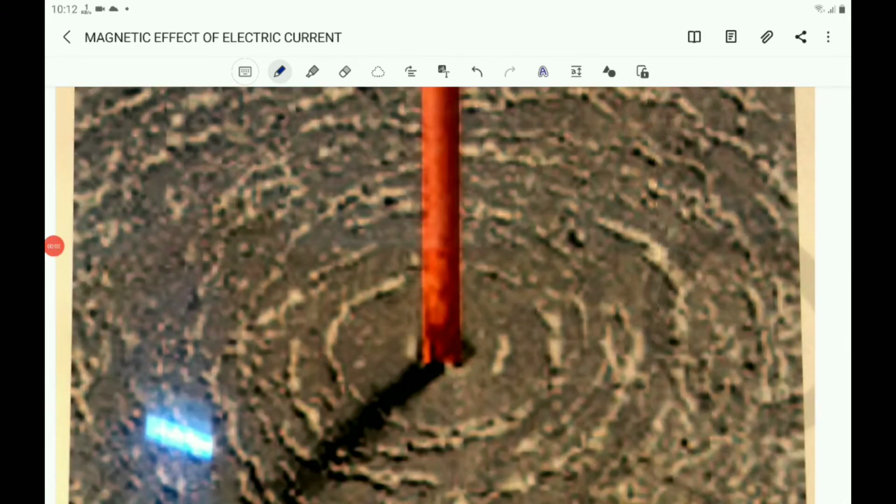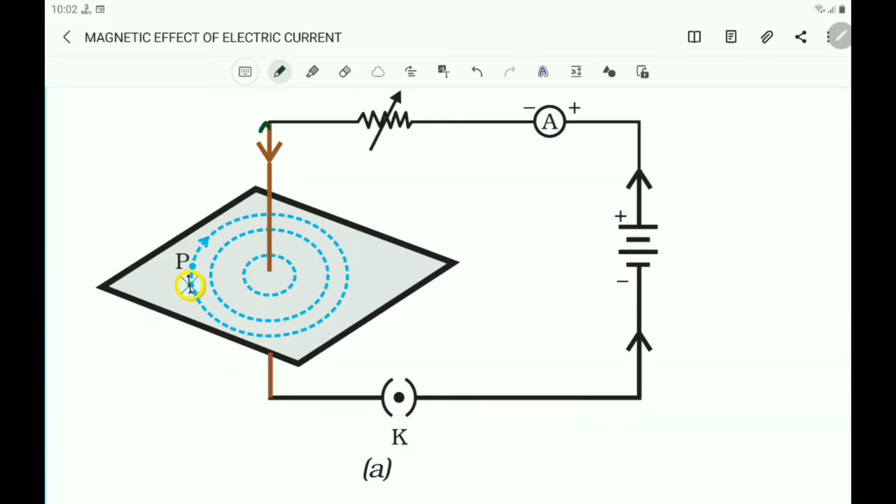Children, observe the close-up of the pattern obtained. Here the iron filings are arranged in the form of concentric circles around a copper wire through which the electric current is passing, and it shows that the magnetic field lines are in the form of concentric circles. That you can also observe with the help of the alignment of the iron filings around a straight line conductor.